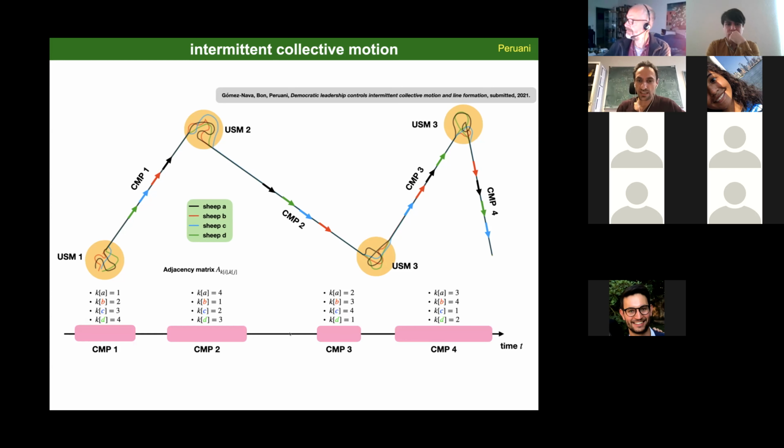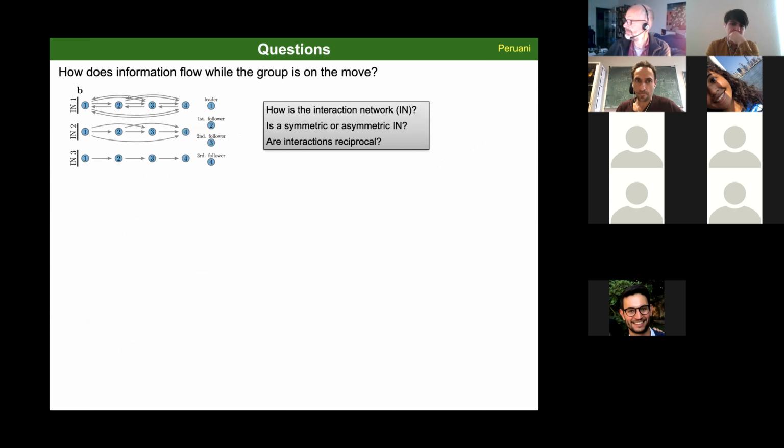But what you can see here also is that each of these collective motion phases, as I showed you in the experiment, forms a line, a file. The colors here indicate different individuals, and these individuals change from one collective motion phase to the next. For example, here, the one at the front is the black one, which is the last one in this collective motion phase.